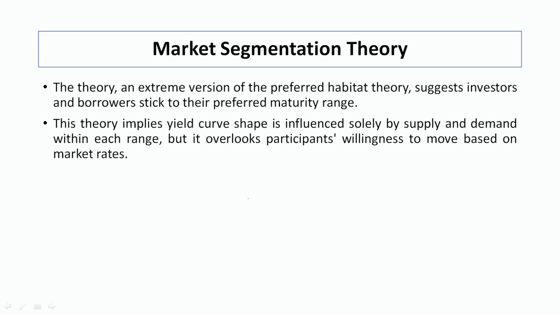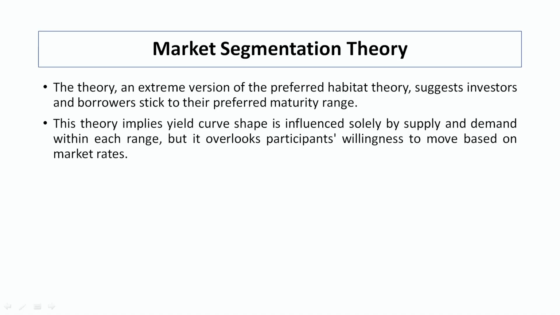Next one is market segmentation theory. The theory is an extreme version of preferred habitat theory, and suggests investors and borrowers stick to their preferred maturity range. So, in the previous case what happens? If the lenders feel that the borrowers are ready to give them the risk premium, they can shift or move to a further maturity period. If they want to lend for 5 years, they can lend up to 10 years if they are getting a risk premium. In this condition what happens? Both the investors and the borrowers stick to their preferred maturity; they are not switching.